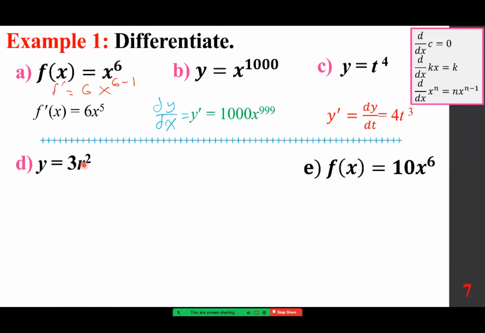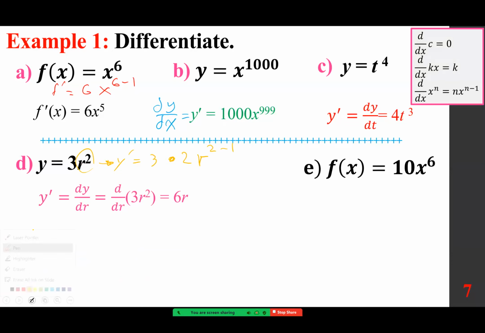What about this one? What would be the derivative of this guy? 3r squared. Three remains, and for r squared, you take the 2 down, and r to the power of 2 minus 1. The final answer is 6r. Again, I want you to notice dy/dr is telling the reader r is the independent variable. This is another way of writing it, d/dr of 3r squared, which becomes 6r.